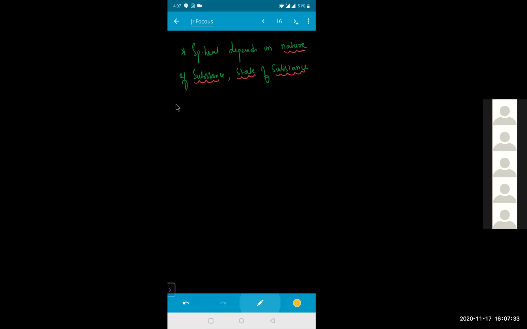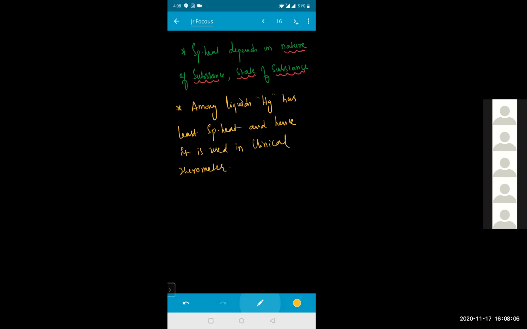So among solids, liquids, and gases, which is having more specific heat, beta? Among liquids, mercury has the least specific heat, and hence it is used in clinical thermometers. So among the liquids which is having the least specific heat, beta? Mercury. That is the reason it is used in the clinical thermometers. Is it clear?